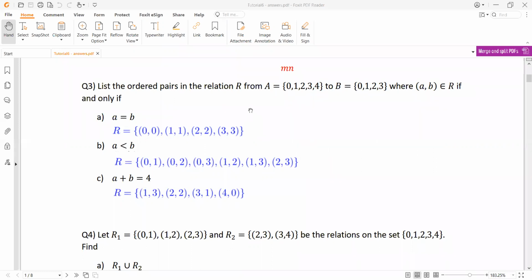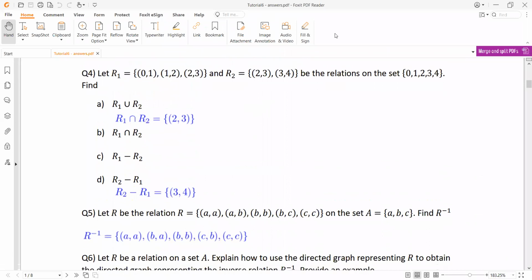Great. So question number 4. Question number 4 is very easy. We have a relation R1 and relation R2, and I'm telling you that those two relations are on the set 0, 1, 2, 3, 4. Can you find the union between the relations?